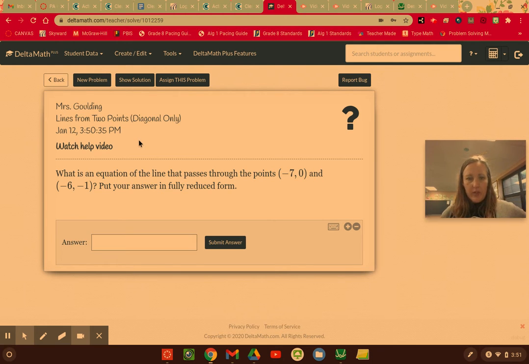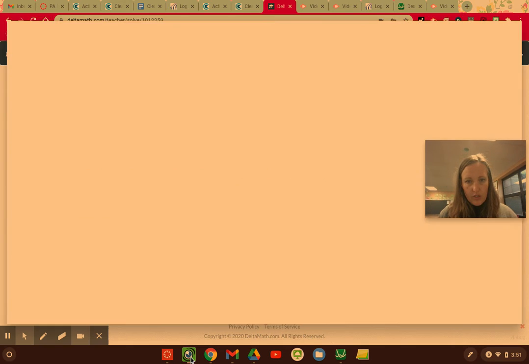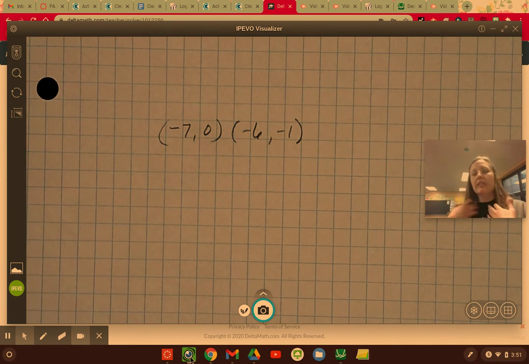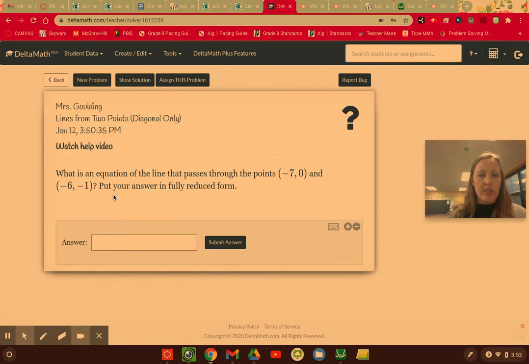Okay, I'm going to use a piece of paper here, and what I'm going to do is write these numbers down. -7, comma 0. I'm going to do it old school with pencil this time. -6, -1. Okay, so I'm going to share my document camera, hopefully. There we go. So those are the points. And again, the question said, what is an equation of the line that passes through these points? Put your answer in fully reduced form.